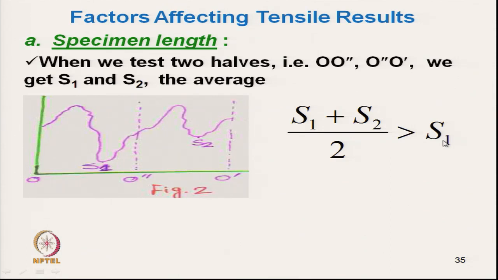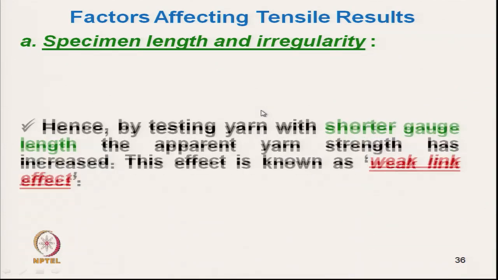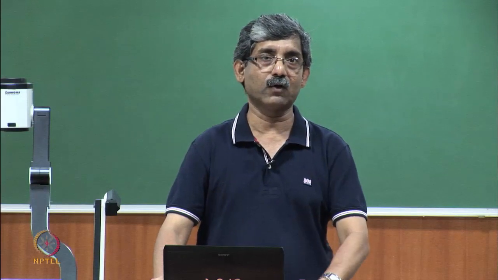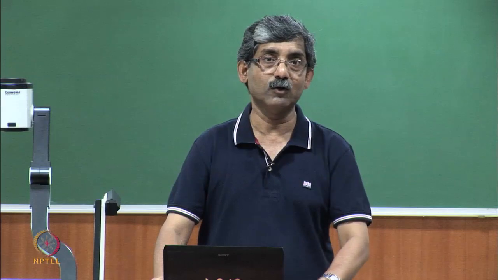Now, in that way, if we reduce the total yarn length into smaller segments, the mean strength will consistently increase. This effect is known as the weak link effect, and in addition to the length, the more the irregularity of the yarn, the higher will be the effect. So, at higher irregularity, this weak link effect will be more.